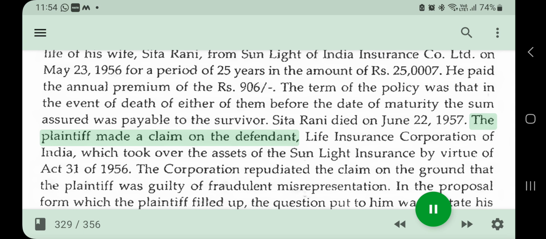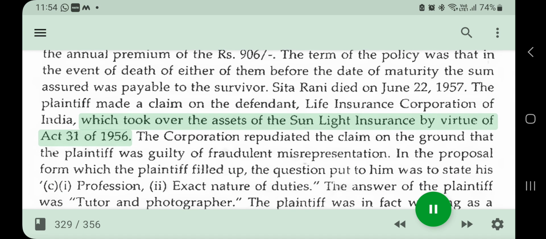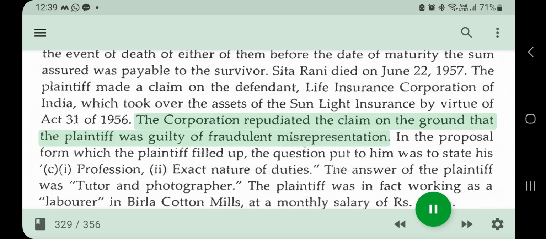The plaintiff made a claim on the defendant, Life Insurance Corporation of India, which took over the assets of the Sunlight Insurance by virtue of Act 31 of 1956. The corporation repudiated the claim on the ground that the plaintiff was guilty of fraudulent misrepresentation.